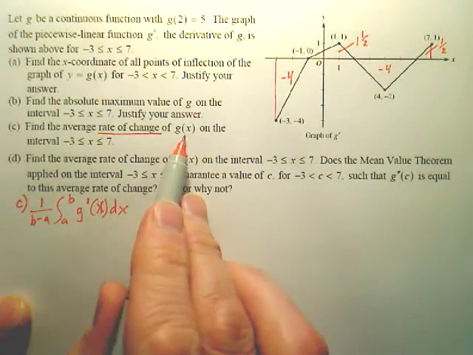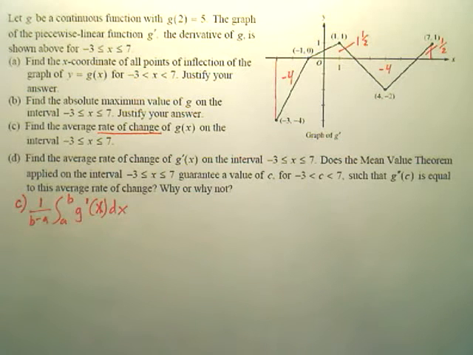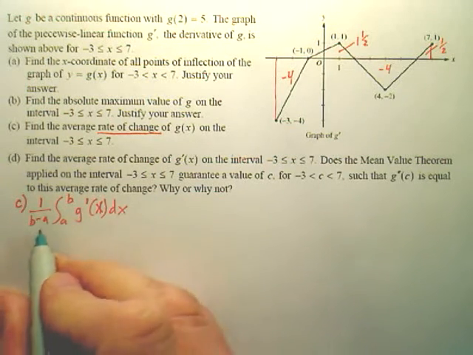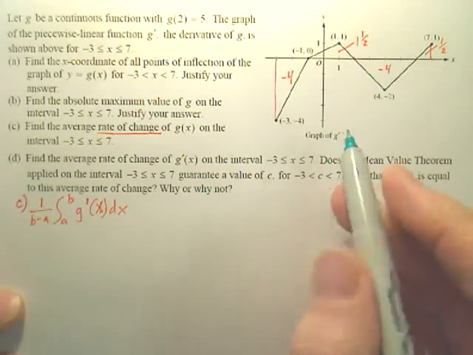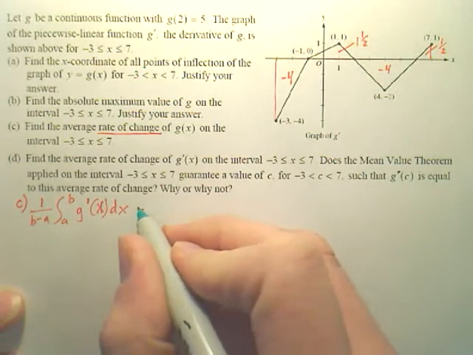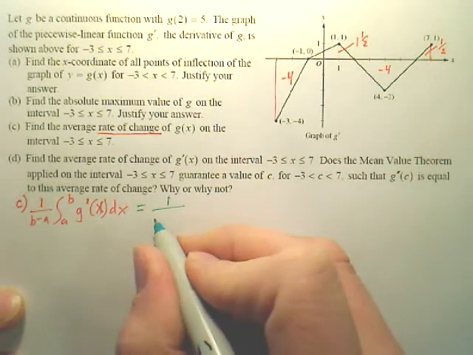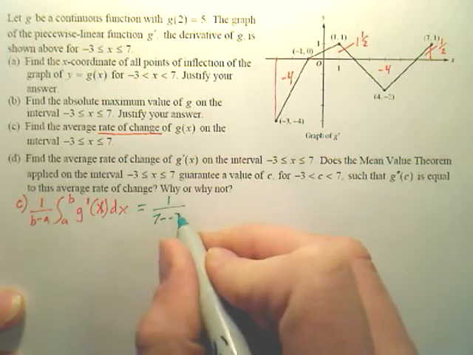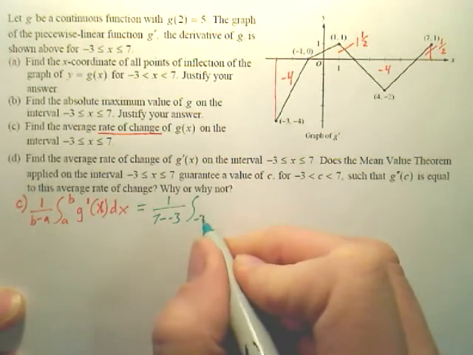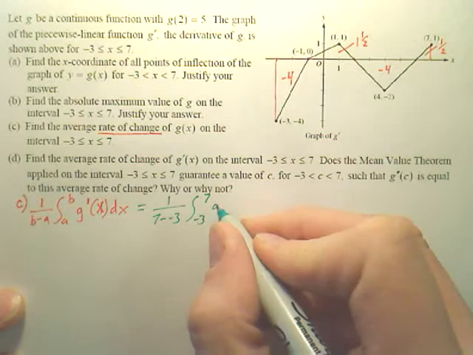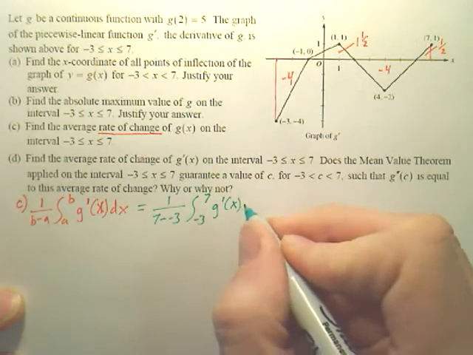Isn't that saying rate of change? And isn't this the average rate of change? So can we just simply do this? We want to find that. So, looking at this, isn't this G prime right here? So we have 1 over, well, isn't the interval from -3 to 7? So b is 7 minus -3, integral from -3 to 7, and G prime x dx.